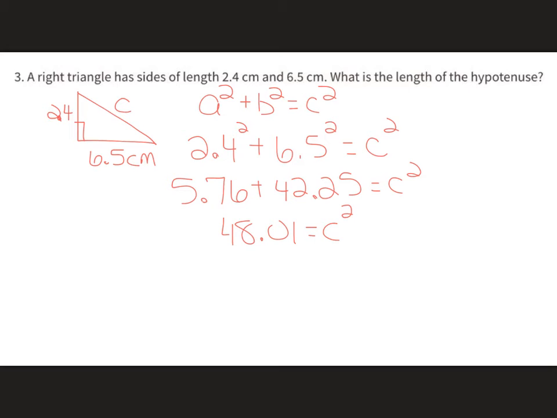Since this is a decimal, let's take the square root of both sides, and this time use the square root key on your calculator. Take the square root of 48.01 and you get a big ugly decimal, right? So we want to approximate that. We're going to round it to the nearest tenth. So I get 6.92, so that would be 6.9 centimeters, right? So that's close to 7. That's sort of what we expected. So if you have to do something that's not nice and pretty, you can round it to the nearest tenth.